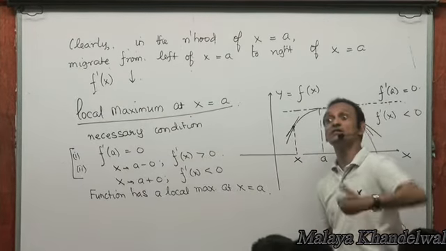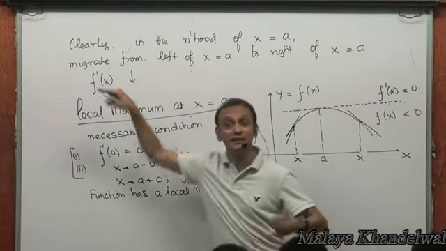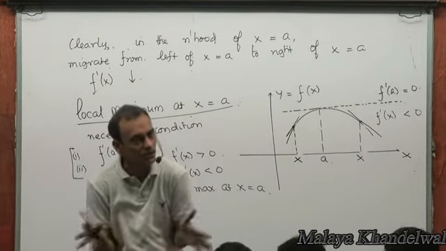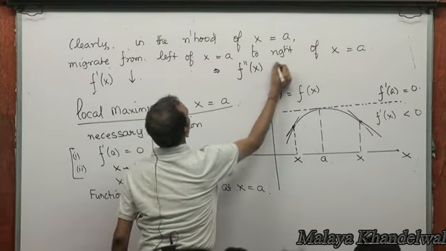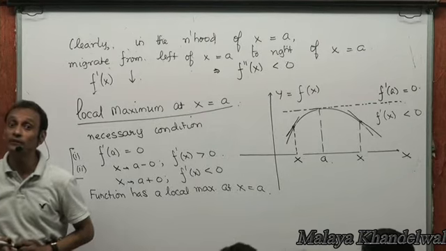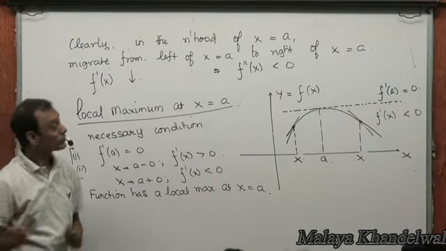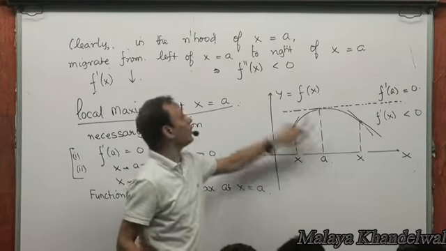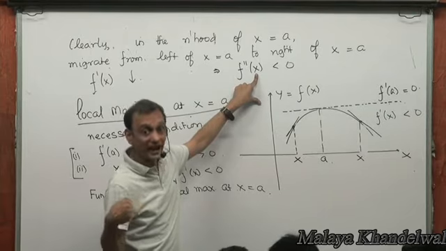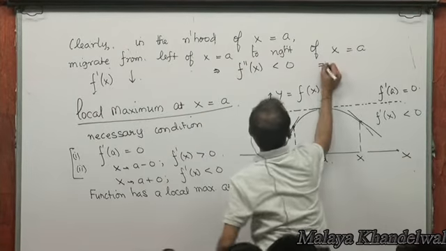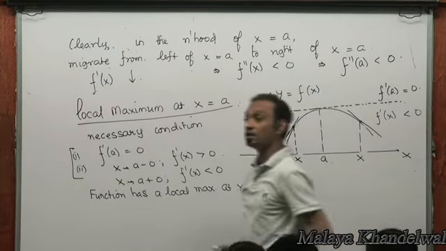If f dash x is a decreasing function of x, its derivative must be negative. If f dash x decreases, that means its derivative must be negative in this entire neighborhood, right? That means f double dash x must be less than 0 in the entire neighborhood around x equal to a. So at a also this must be true. So f double dash a must be less than 0.